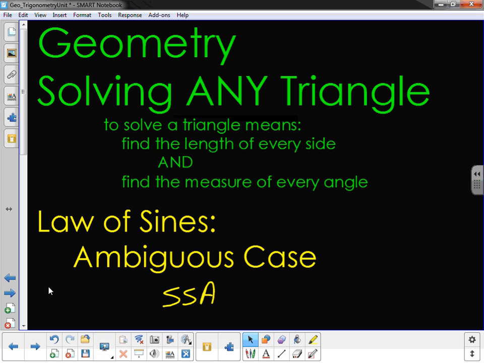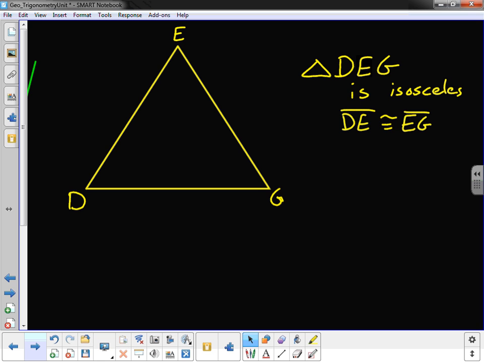Okay, so we were talking about the law of sines, and we refer to this as being the ambiguous case when we're given a side-side angle situation. And here's the reason why it's a problem. Let's say I had an equilateral triangle. That's what it looks like. But what if it was just isosceles?